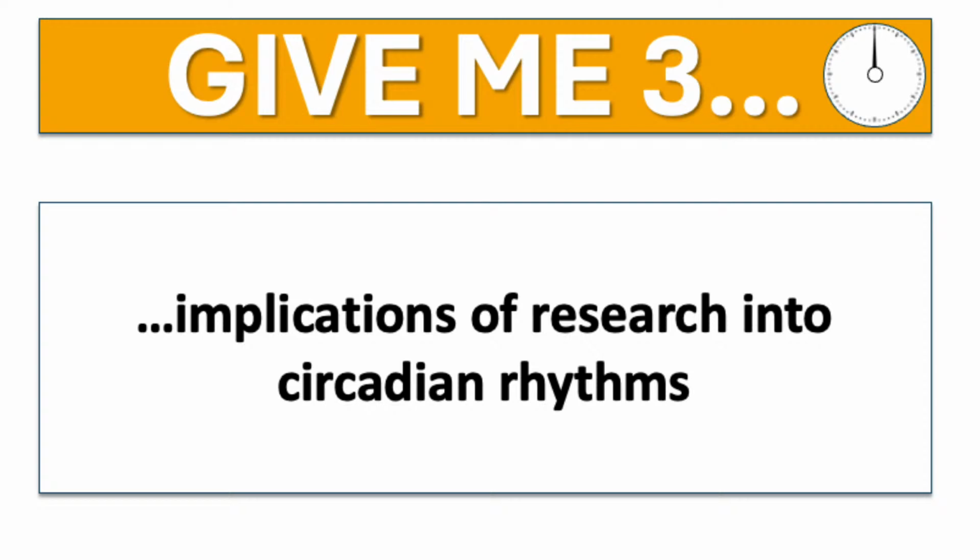Let's look at the next one then. The next, give me 3. Oh, this is a trickier one. 3 implications of research into circadian rhythms. If you can't think of 3, just stick 1 or 2 on there. But what does this research imply? What does it tell us that we could do or we need to do? How can we use this information? How could you apply it? Well done, Jay's coming in there.